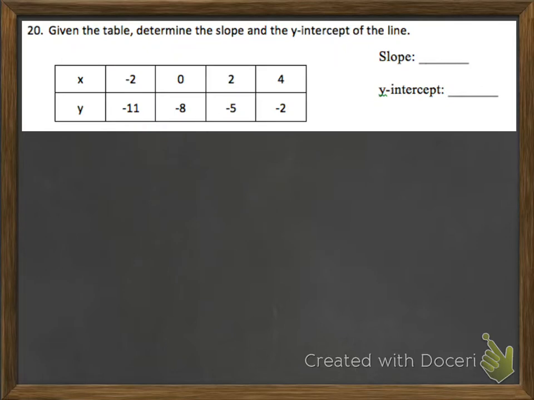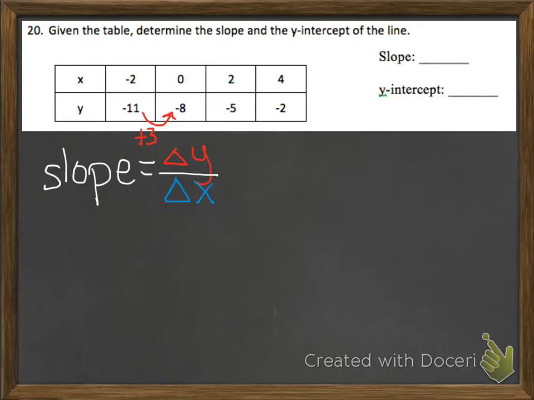Problem 20 wants us to use the table again to find the slope and y-intercept, and this time we've got our x's on top and our y's on bottom. Remember that our slope is the change in y over the change in x, and so as we look for the change in y, we're going to see what the difference is between these two numbers. So -11 to -8 is going up 3.